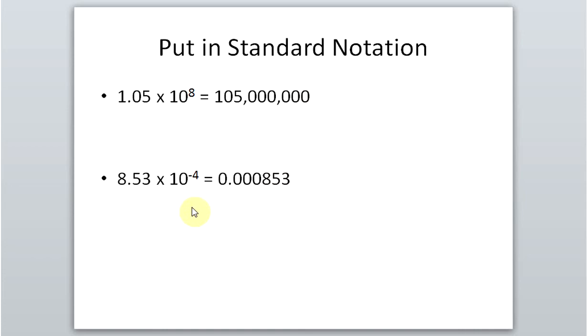Similarly, if we have 8.53 times 10 to the negative 4, we're going to start with our decimal place at the 8.53, and since it's a negative, we need to move our decimal to the left to make it a small number. So we move 1, 2, 3, 4, and then just fill in the zeros. That's how we put numbers in and out of scientific notation.